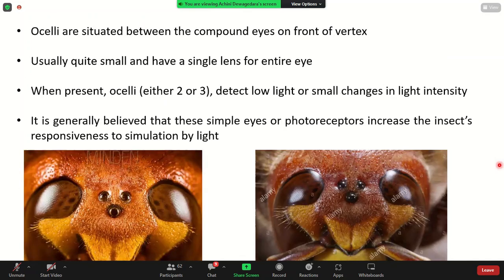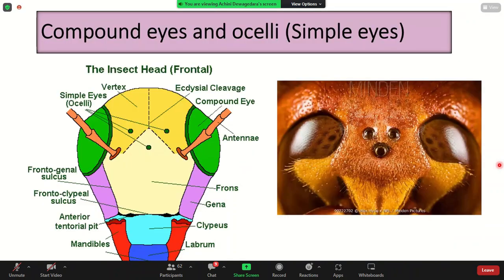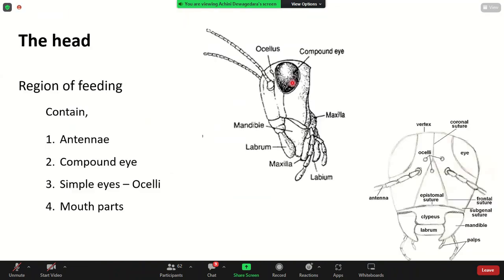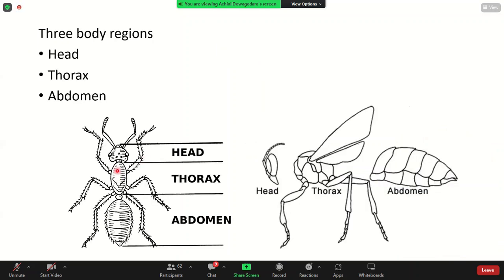Now we have discussed the main structures present in the head: antenna, compound eyes, simple eyes, and mouth parts. Now we are going to move to the next body segment, that is thorax. What are the structures present in the thorax? As you see here.